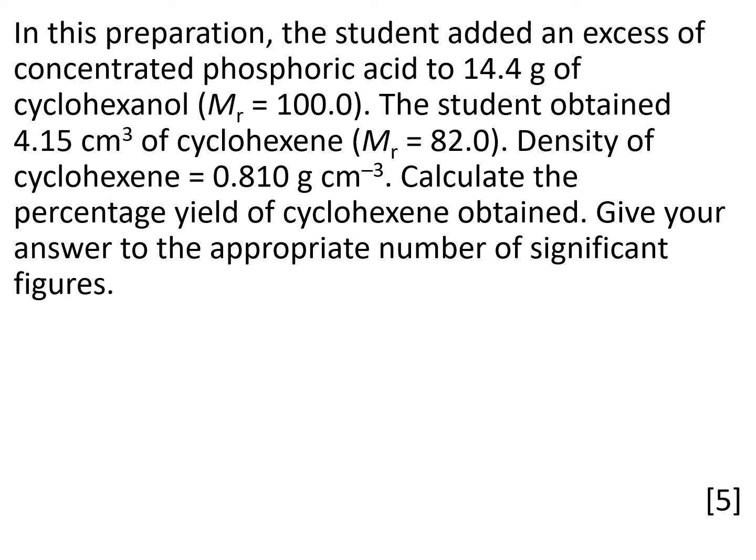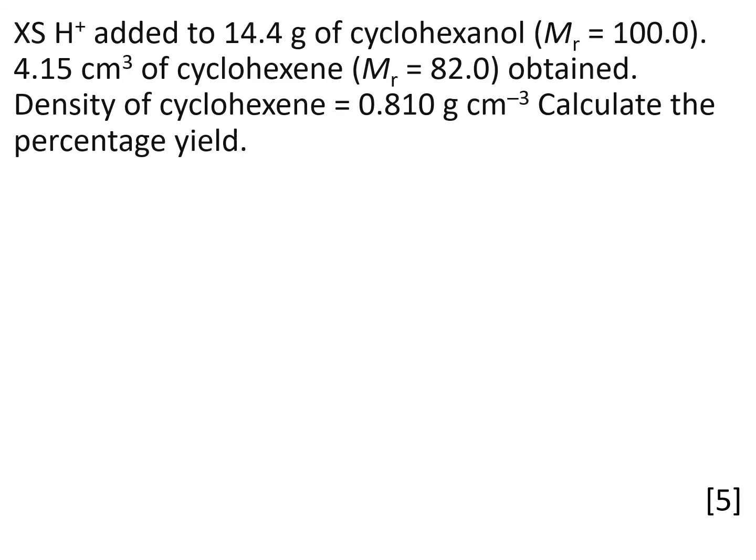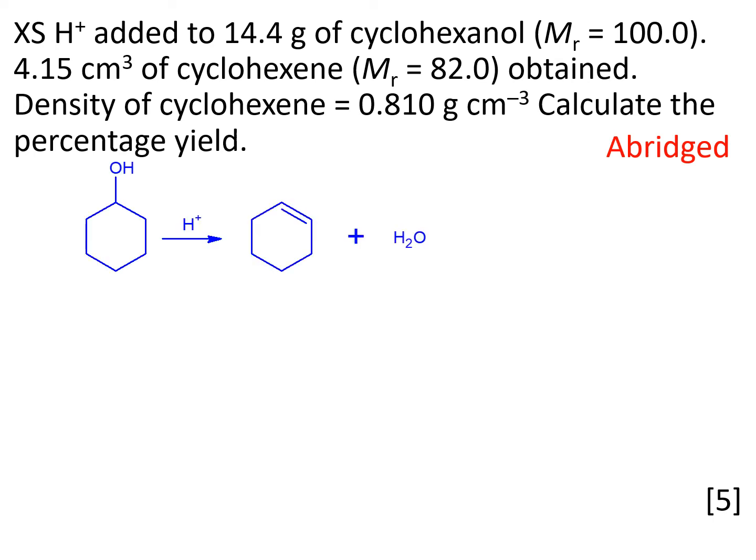Welcome back. Most important thing with all calculations is setting out your working out clearly to ensure that you get method marks, especially with these longer questions. So this one, as you can see, is 5 marks. We've abridged the question here to get right to the important thing. The balanced equation is going to be a 1-to-1 reaction. You're not asked for the balanced equation, but I do think it helps.